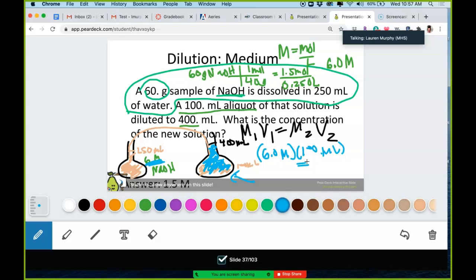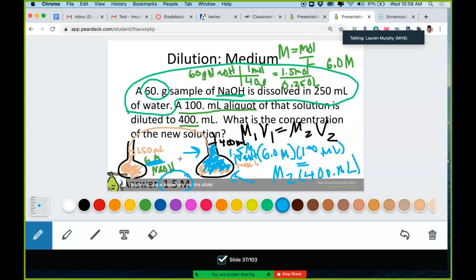equals M1V1 equals, what's the new concentration? I don't know. What's my final volume? It says diluted to 400. So it's not 500. It's not 400 plus 100. It's 100, and then they filled up to the 400 line. So the final volume is 400. So you divide both sides by 400, and you end up with a 1.5 molar solution. So it was 6 molar, and now in this one, it's 1.5 molar sodium hydroxide.